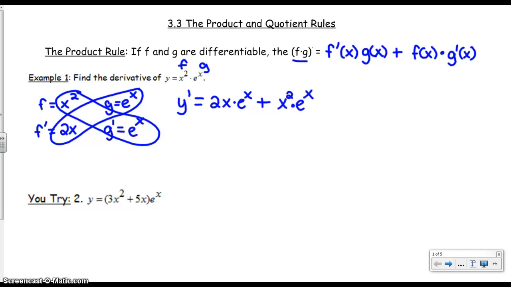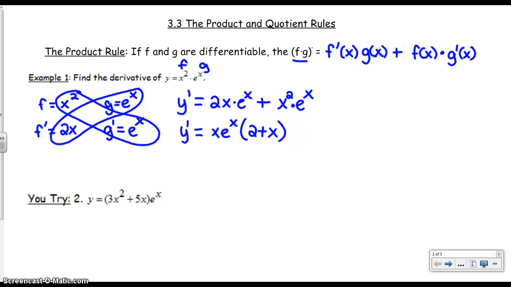And then you always want to clean these up if you can, like look for a GCF to pull out. So the GCF in this case would be an x and an e to the x. And so you would be left with 2 plus x inside your parentheses.